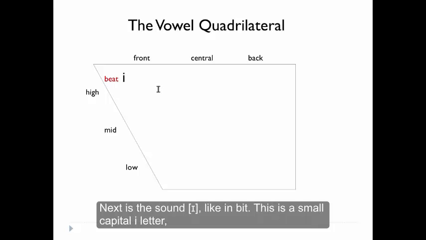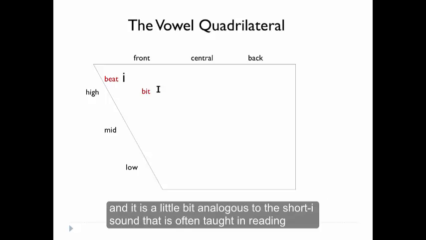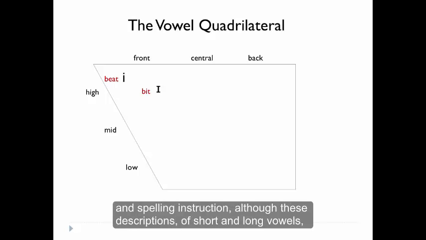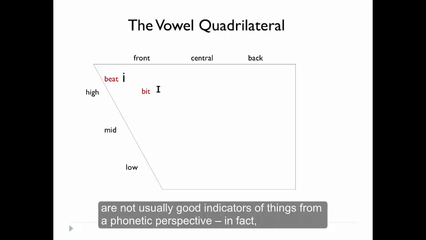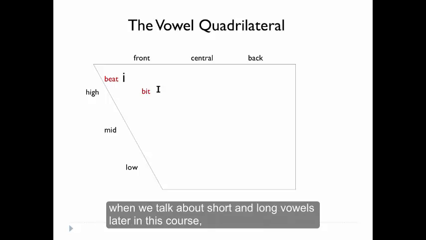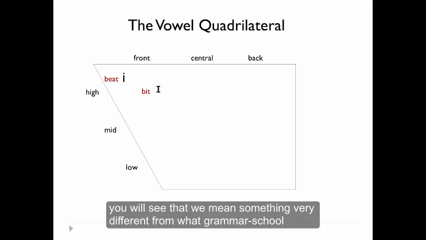Next is the sound [ɪ], like in bit. This is a small capital I letter, and it's a little bit analogous to the short I sound that's often taught in reading and spelling instruction, although these descriptions of short and long vowels are not usually good indicators of things from a phonetic perspective. In fact, when we talk about short and long vowels later in this course, you'll see that we mean something very different from what grammar school teachers meant.